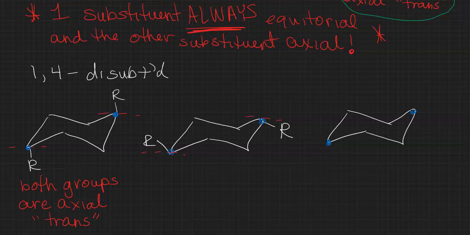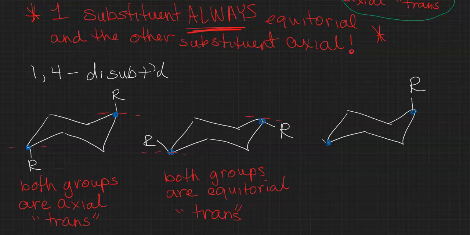We can have another chair in which both groups are equatorial. And if it's equatorial, then it is also deemed trans. We can have another in which one group is equatorial and the other group is axial.